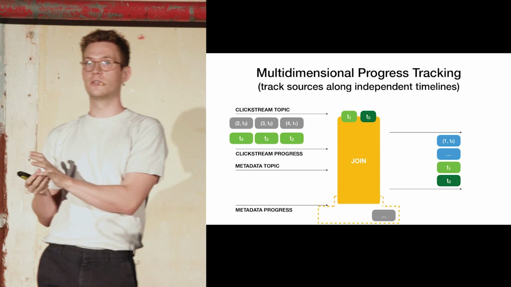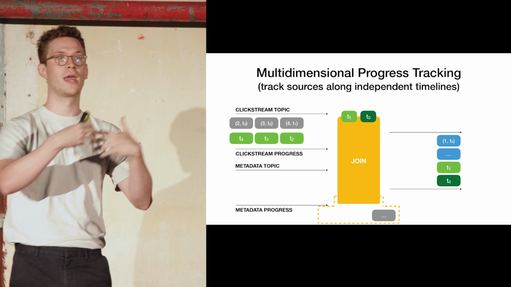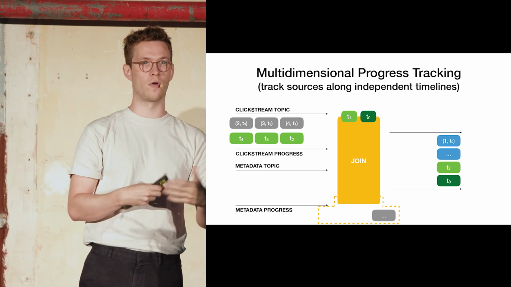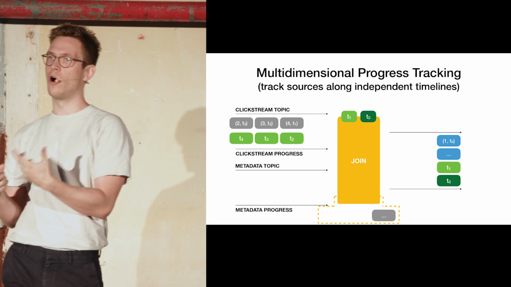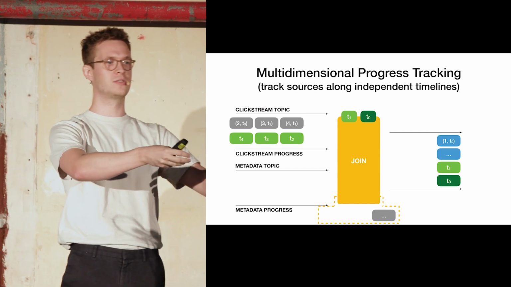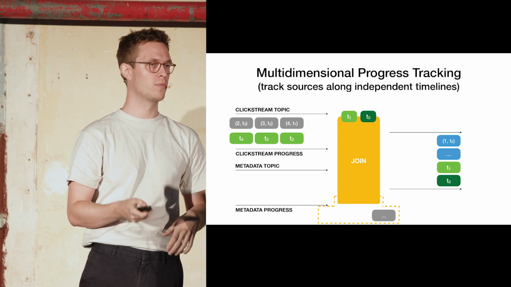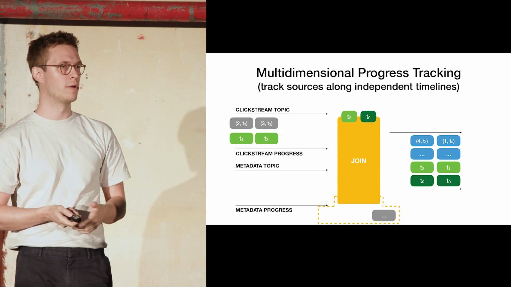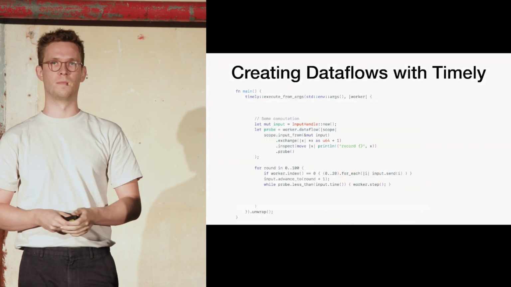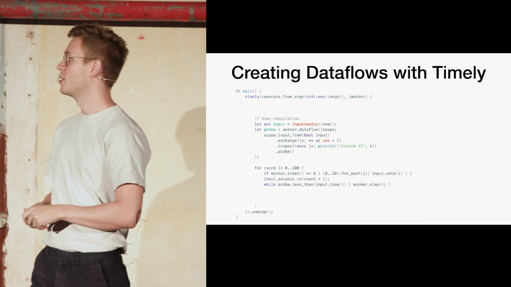Lastly, these progress messages can also be used to communicate progress downstream to further operators, and this is also how progress tracking propagates through your whole data flow. So again, we can join, and all works out fine. How does this actually look in Timely?